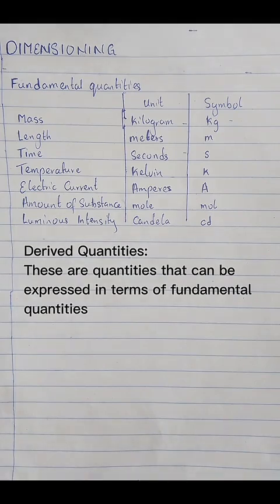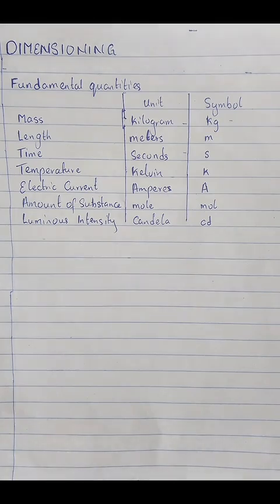Examples of these derived quantities are speed, velocity, acceleration, force, area, volume, density, pressure, viscosity, discharge, and mass flow rate. So we'll be looking at how we can dimension all of these quantities I just listed, starting with speed. The first derived quantity we'll be dimensioning is speed.